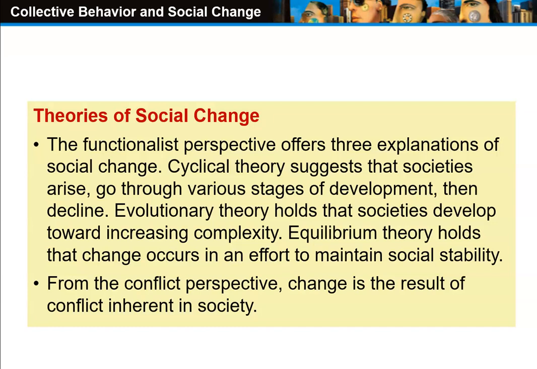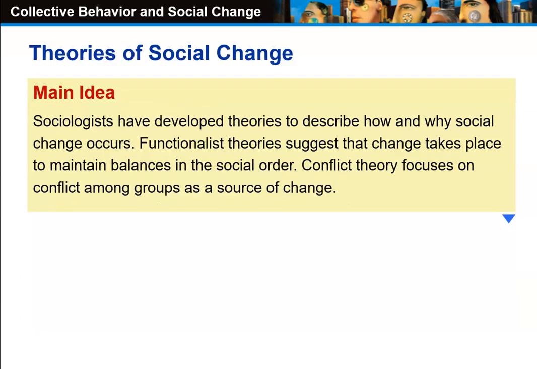And from the conflict perspective, change is the result of conflict inherent in society. So our main idea for this portion of the section is sociologists have developed theories to describe how and why social change occurs. The functionalist theory suggests that change takes place to maintain balance and order.